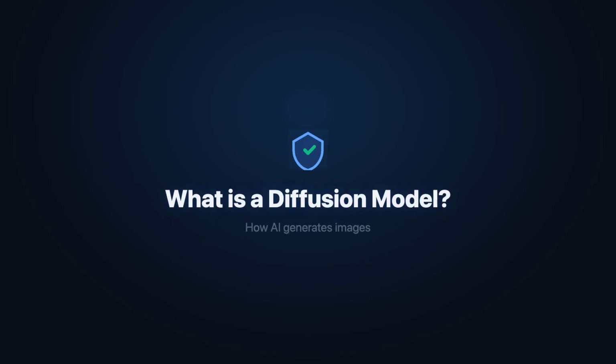Stable Diffusion, DALL-E, and Midjourney all use diffusion models. These generative models work by learning to reverse a gradual noise addition process, starting from random noise and progressively denoising it into a coherent image.